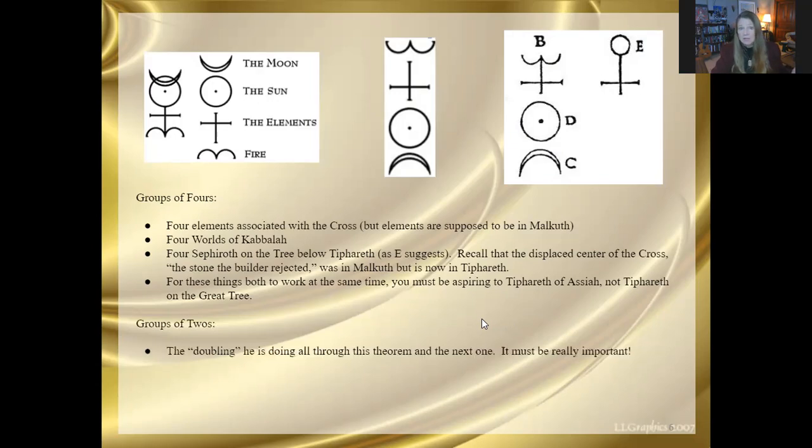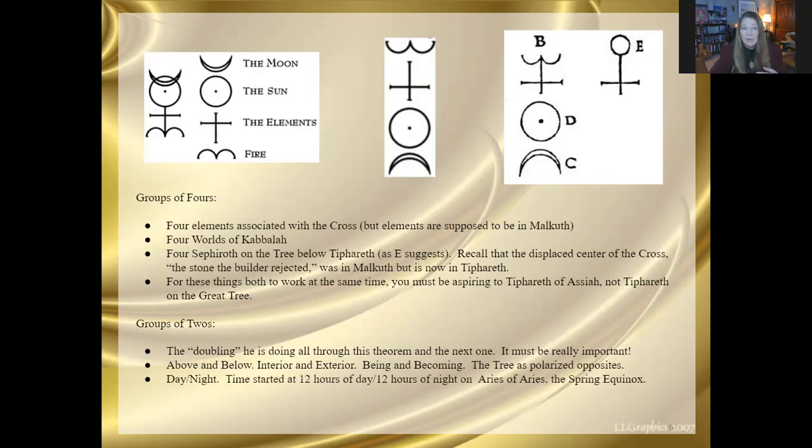Well, he's doing all this doubling stuff, so this must be really important to him. He's going to do that even more in the next one. But we've had lots of implicit groups of 2. All of his references to the Hermetic tablet, as above, so below, or as within, so without, is another, interior and exterior. In the Timaeus, being and becoming. In the first chapter of the Sefer Yetzirah, the Sephiroth as polarized opposites. Day and night. Now, why do I put those in there?